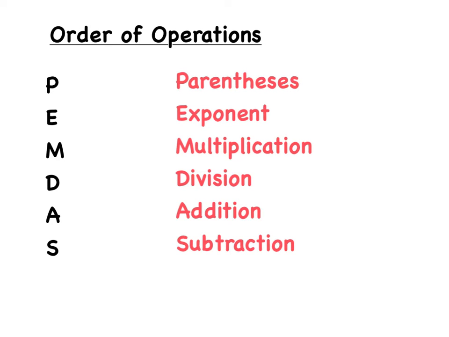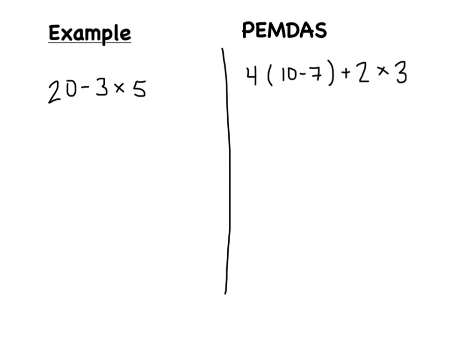So if there are any parentheses, you work the parentheses first. If there are any exponents, you work the exponents second. When it comes to multiplication and division, you're supposed to work these left to right, and I'll show you what I mean in an example. In addition and subtraction, it's the same thing. You're supposed to work these left to right. Let's look at a couple of examples.